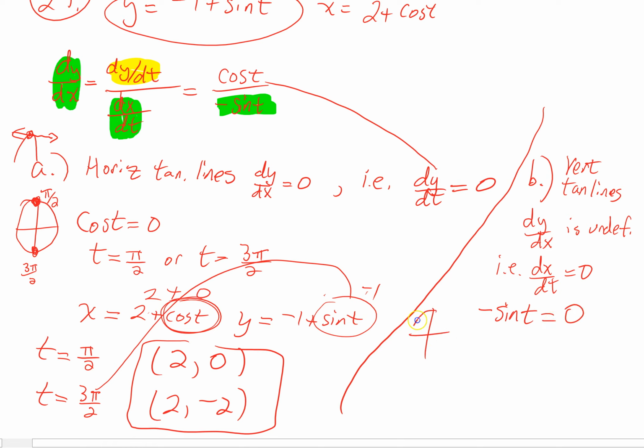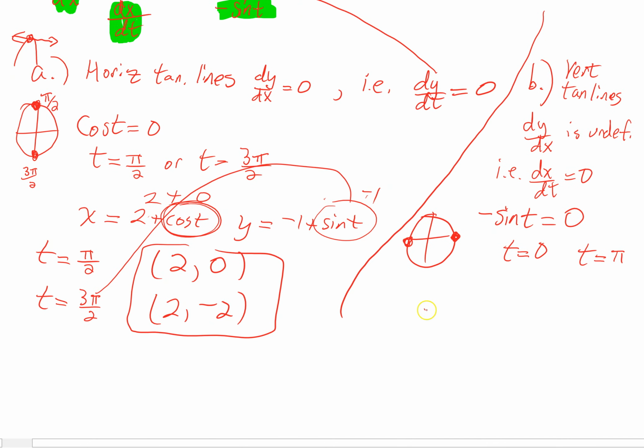And we're going to go back to our unit circle. Sine is the y-coordinate. And there'd be two values, 0 and also pi, where that would happen. So once again, we'd have x equals 2 plus the cosine of t. We have y equal to -1 plus the sine of t. And we're going to plug these in.